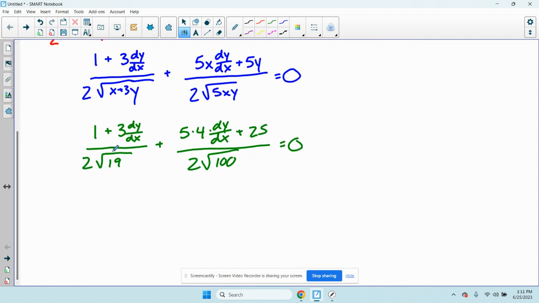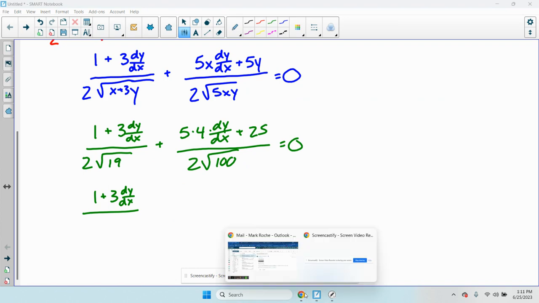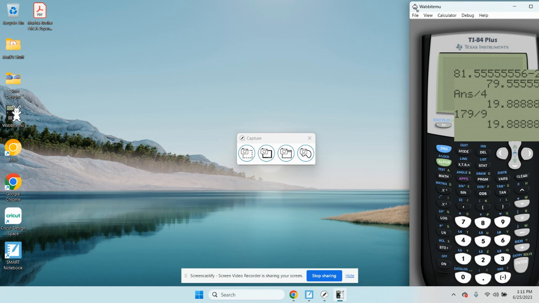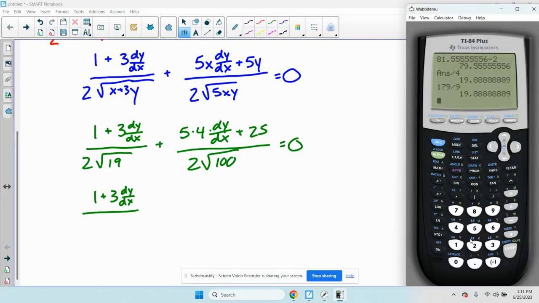Now this 15, yeah, I guess that works. This is (1 plus 3 dy/dx) over whatever decimal you get here, 2 root 19. I guess we'll get the calculator out to do this. Two times the square root of 19. This is 8.72.